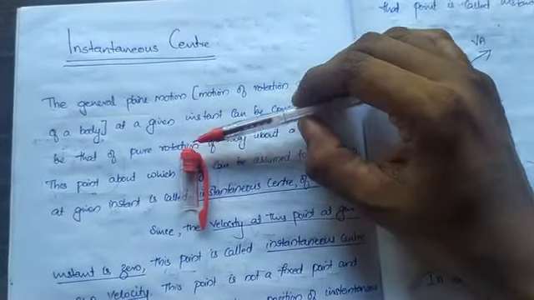Now how will you find this instantaneous center? It is simple, and this method is very simple. You can do the problems that we have done in the last lecture by this method also, which will be simpler than what we have done. The general plane motion, that is motion of rotation and translation of a body at a given instant, can be considered to be that of pure rotation of a body about a point. This point about which the body can be assumed to be rotating at a given instant is called the instantaneous center of rotation.